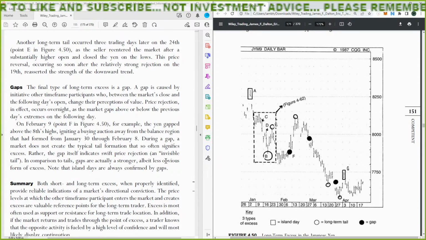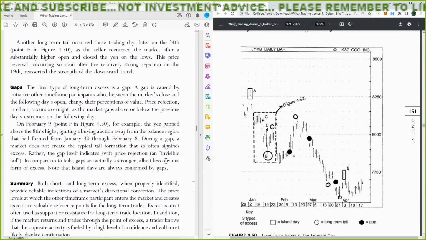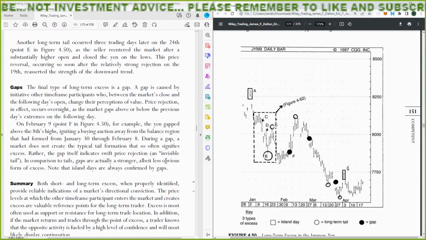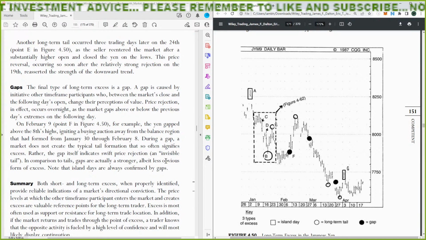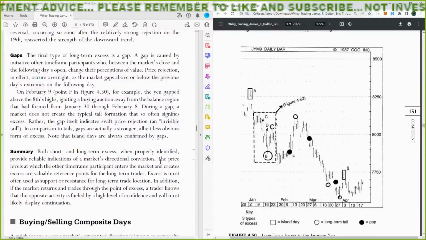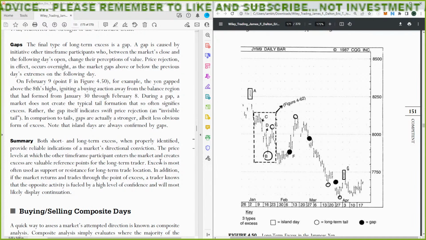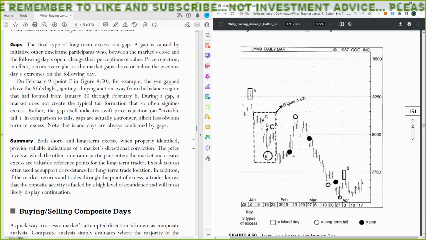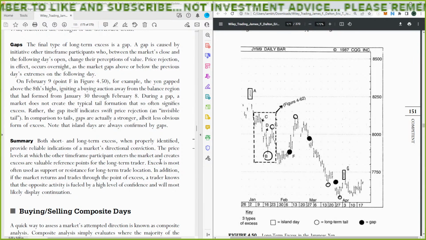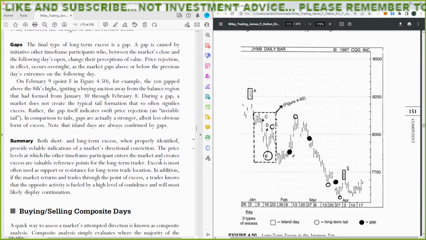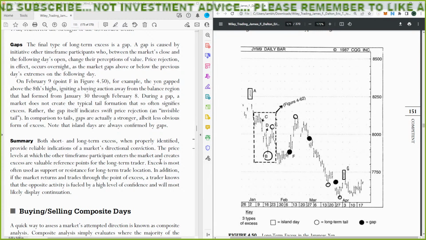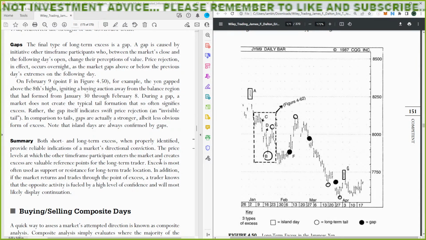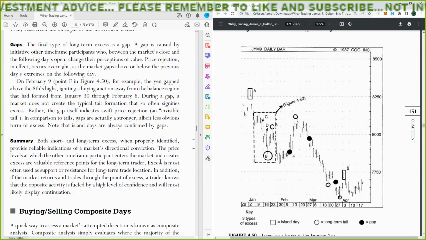This price reversal occurring so soon after the relatively strong rejection on the 19th reasserted the strength of the downward trend. The final type of long-term excess is a gap. A gap is caused by initiative other time frame participants who, between the market's close and the following day's open, change their perceptions of value. Price rejection, in effect, occurs overnight, as the market gaps above or below the previous day's extremes.